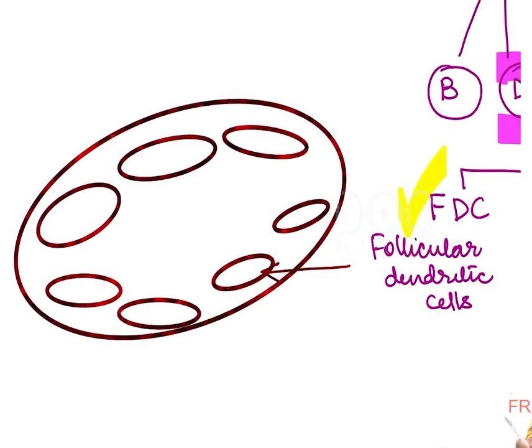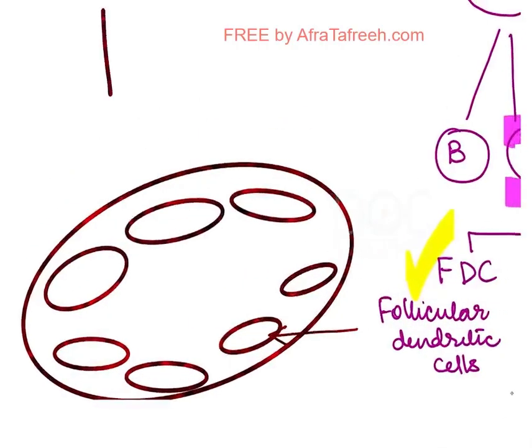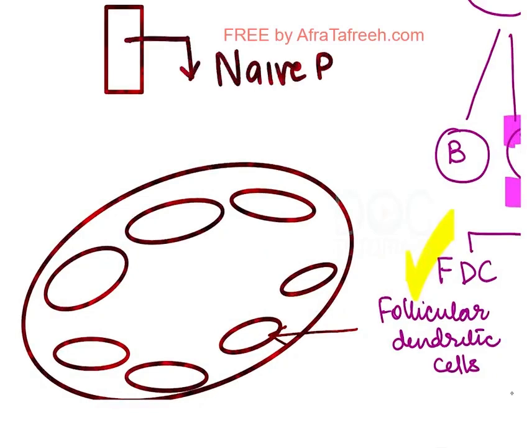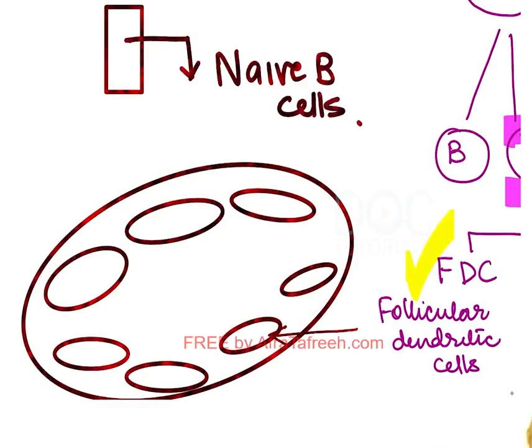In the follicles, who usually stays there? B cells. Normally, from the bone marrow, naive B cells are released. What are these naive B cells? These naive B cells are like plus-two students who don't know anything, and they are entering into the medical college. They don't know anything about immunity.